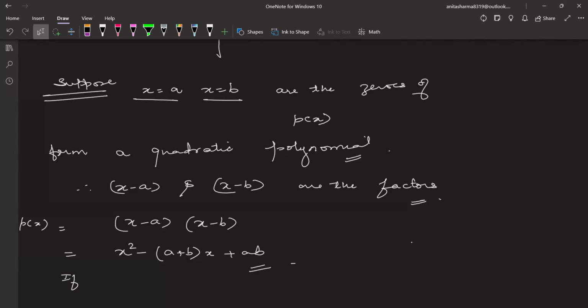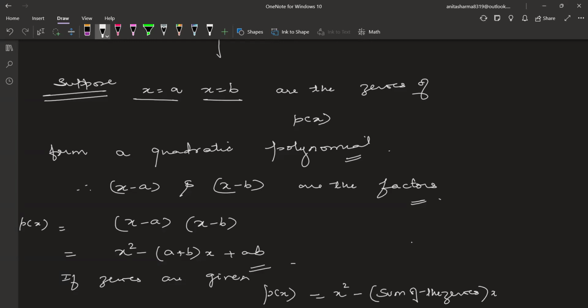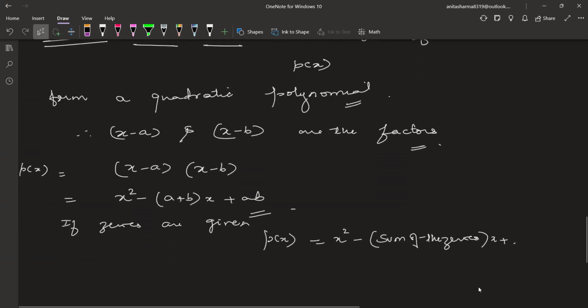If zeros are given, then the formula for forming a quadratic polynomial is x square minus sum of the zeros into x plus product of the zeros.